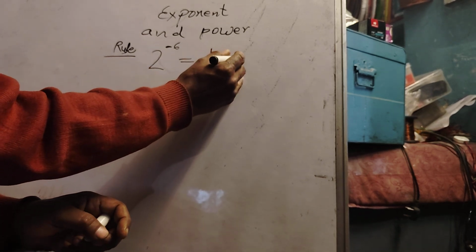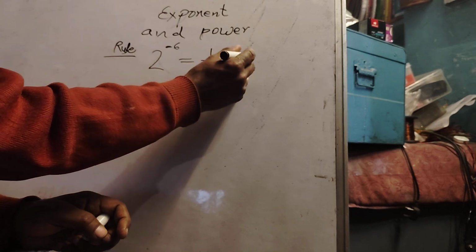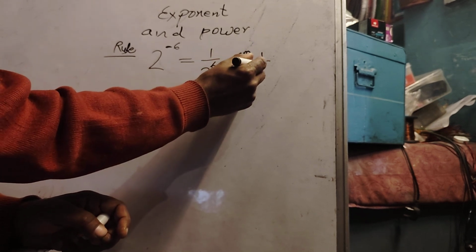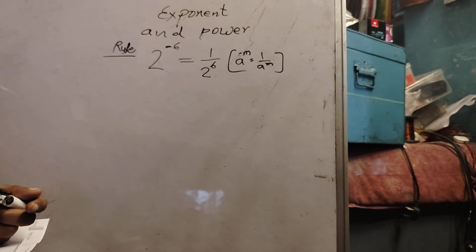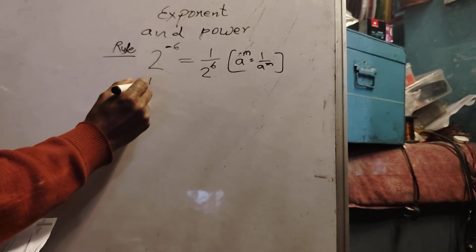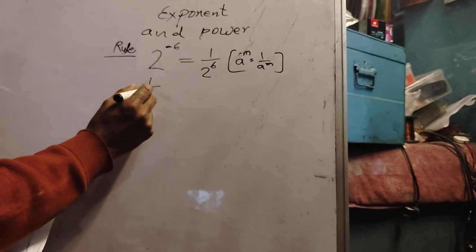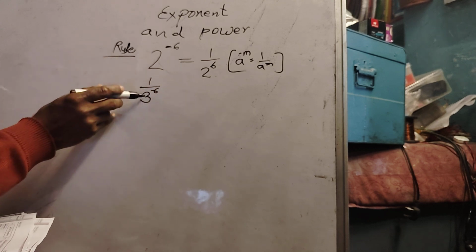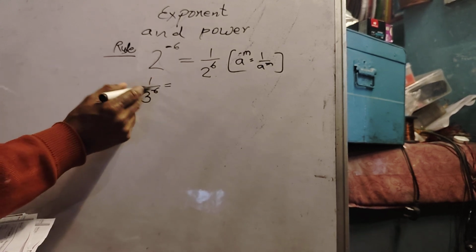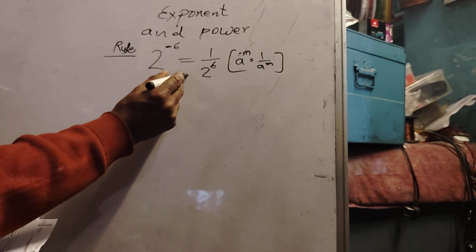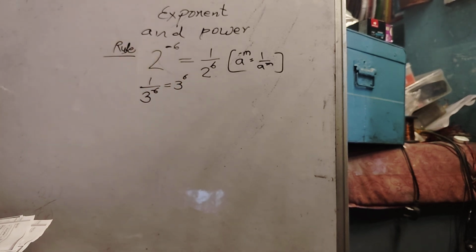This is written in formula form. A raised to the power minus m can be written as 1 over a to the power m, positive power m. Or if a number is given, suppose 1 over 3 to the power minus 6 in the denominator, then this number from the denominator we write in the numerator and its power sign we interchange. So from negative it becomes positive.